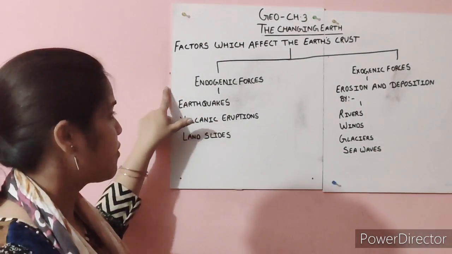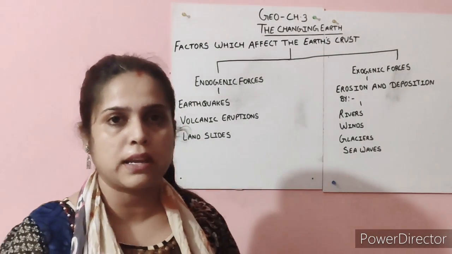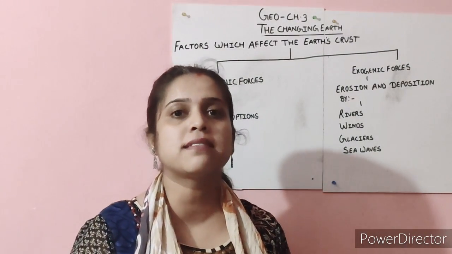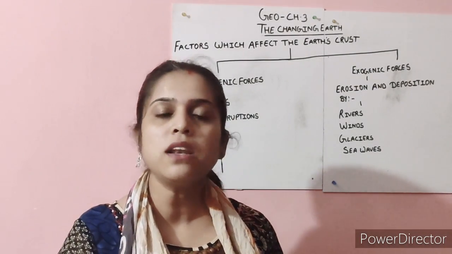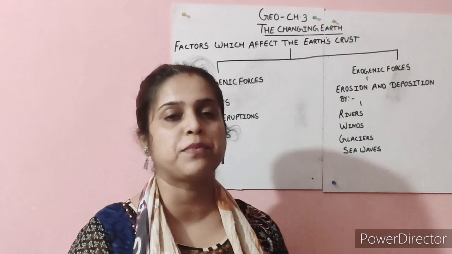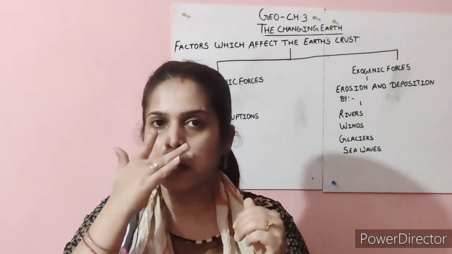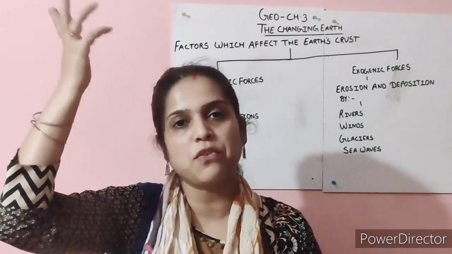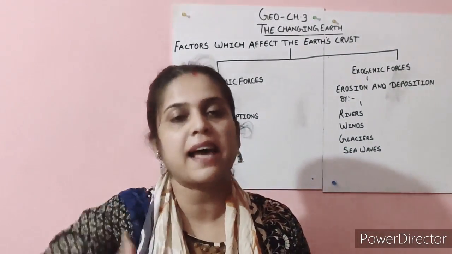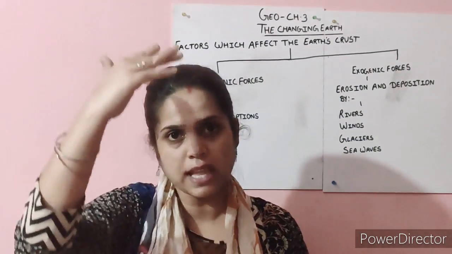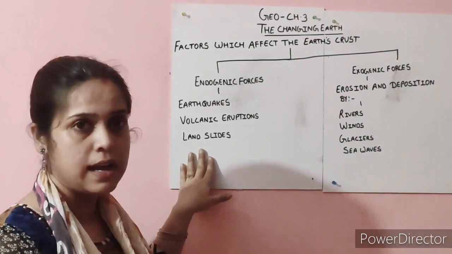Now, what are the different examples of endogenic forces? Earthquakes, volcanoes, landslides. We will be discussing in detail about earthquakes and volcanoes in this chapter. Landslides is basically, if you see in the mountains, when there is heavy rainfall or due to soil erosion, the stones are carried away downwards. The stones that start falling from the mountains, that is called landslides.